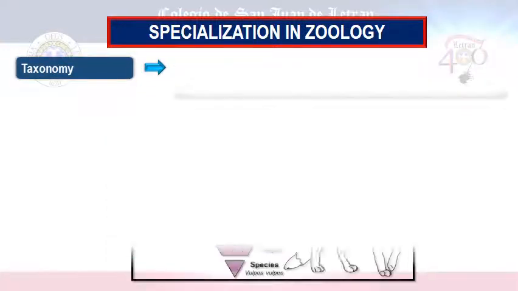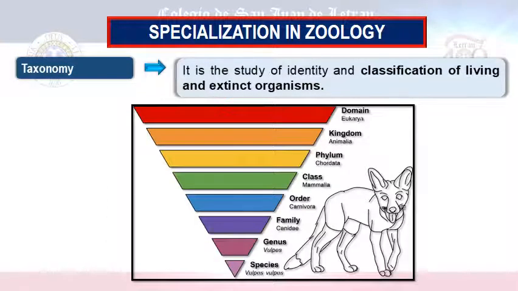Lastly, taxonomy. Taxonomy is, in a broad sense, the science of classification, but more strictly the classification of living and extinct organisms. Biological classification is a good example of this. Taxonomy is the science of naming, describing, and classifying organisms and includes all animals and microorganisms of the world.